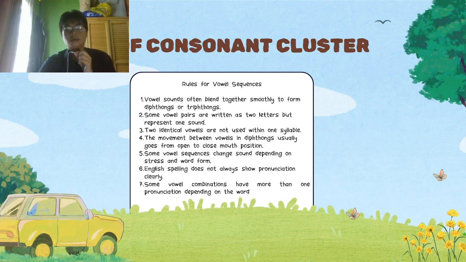Six, English spelling does not always show pronunciation clearly, like though, through, and rough. The last rule of vowel sequences is some vowel combinations have more than one pronunciation, depending on the word. Like read, for the present, and then read, for the past.